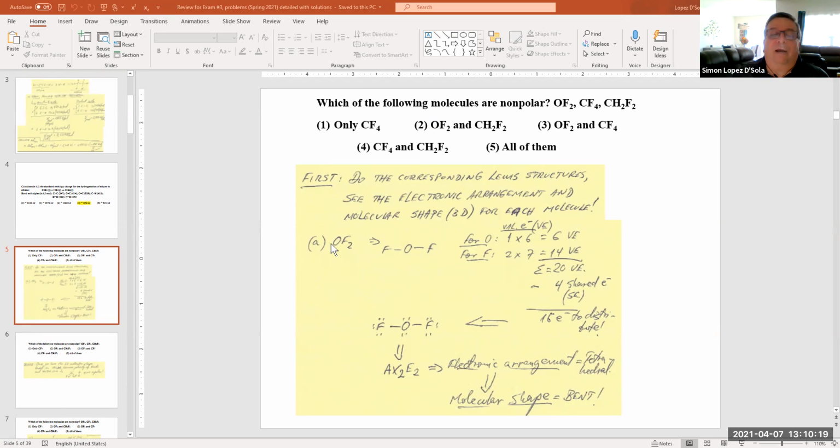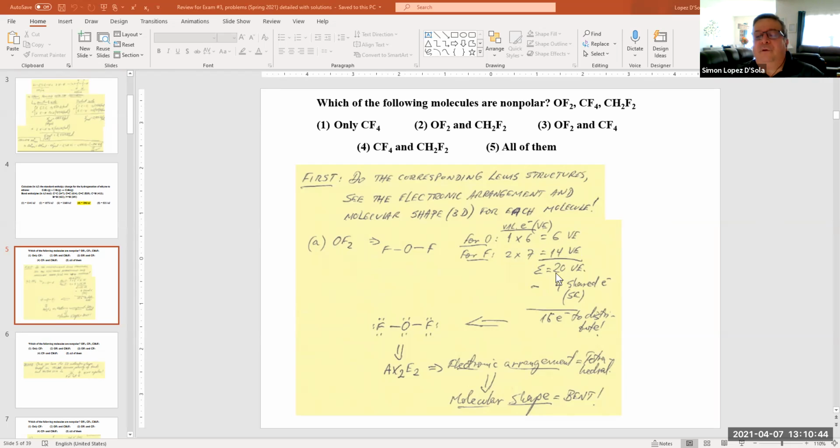For the oxygen difluoride, the first thing we need to determine is the valence electrons. So remember, if you check the periodic table, oxygen belongs to group 6, and you have one oxygen. 1 times 6 is 6 valence electrons from the oxygen. For the fluorine, we have 2 fluorines times 7, which is the group of fluorine. So 2 times 7 is 14. We add them, and we have a total of 20 valence electrons.